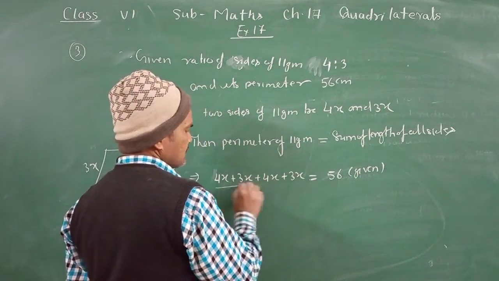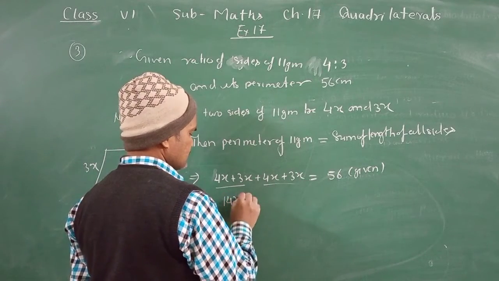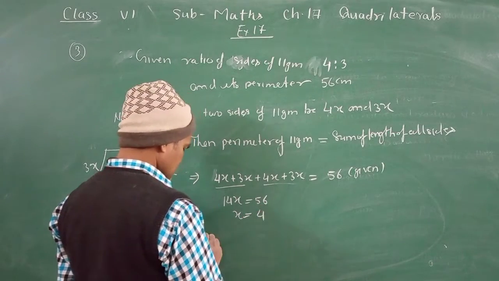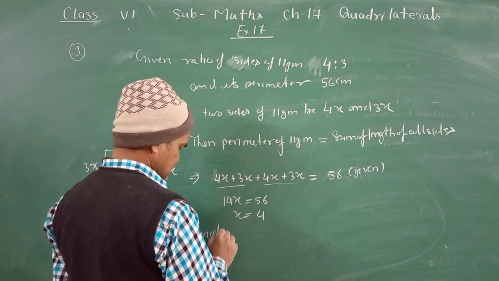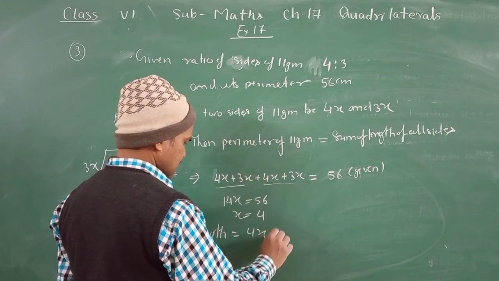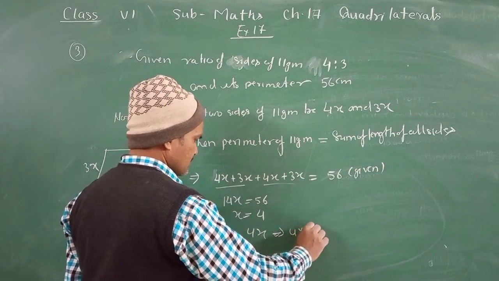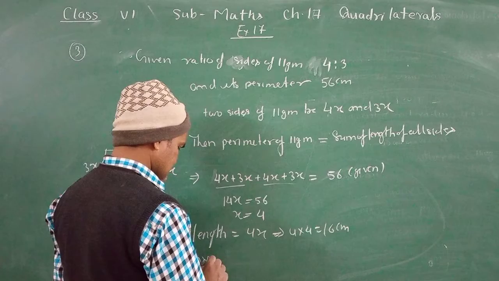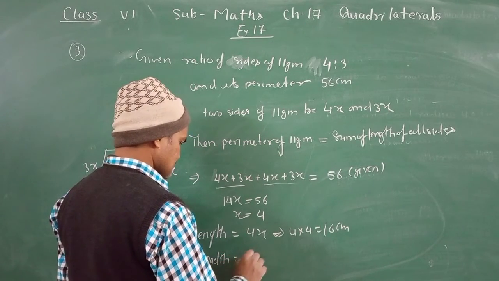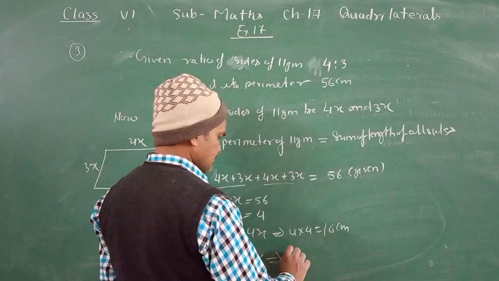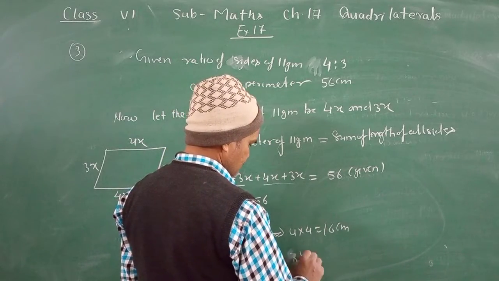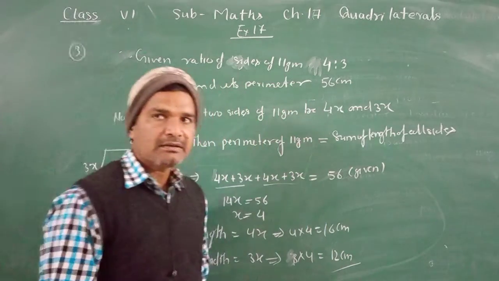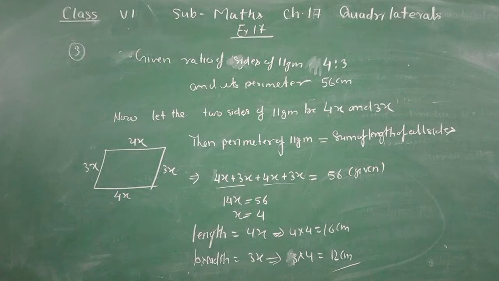Now this is 14x, and x is equal to 4. Now length, that is 4x, implies 4 into 4, 16 centimeters. And width 3x implies 3 into 4, that is 12 centimeters. It's clear? Okay, you note it.